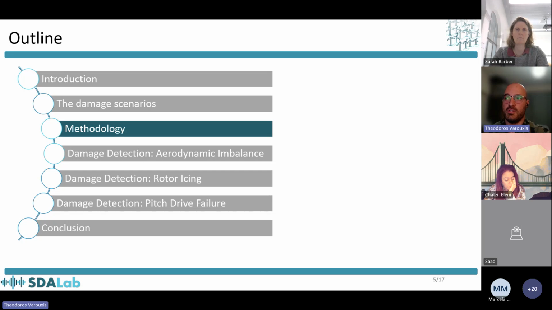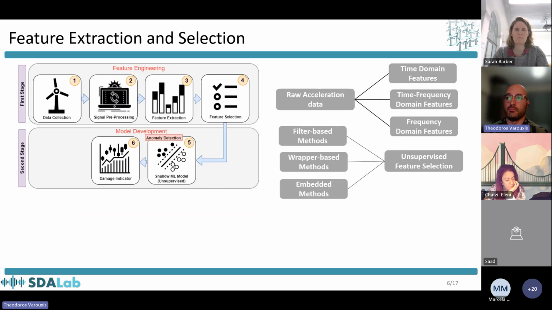Now, going into the methodology, feature engineering and feature selection in general has some steps. You start with data collection. Then, using the raw data, you preprocess and clean the data, and then you extract the relevant statistical features of your choosing. From those features, you select the features that are relevant or contain the most information related to your study. Using those features, you can input them into a machine learning model. In our case, it's an anomaly detection shallow machine learning model. And then the output of the model can be a damage indicator.